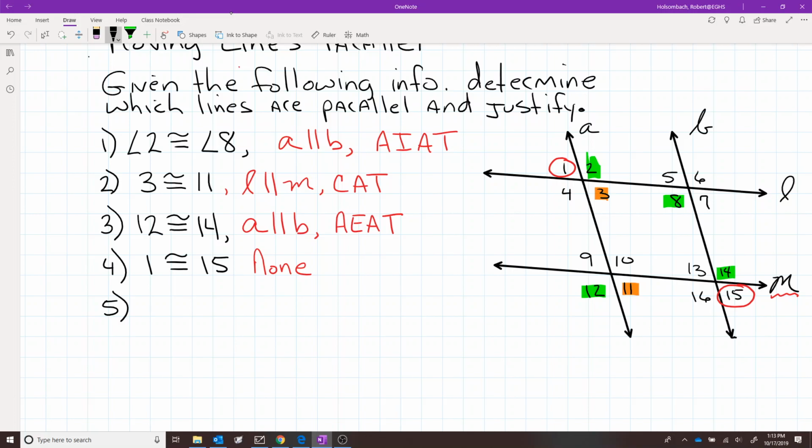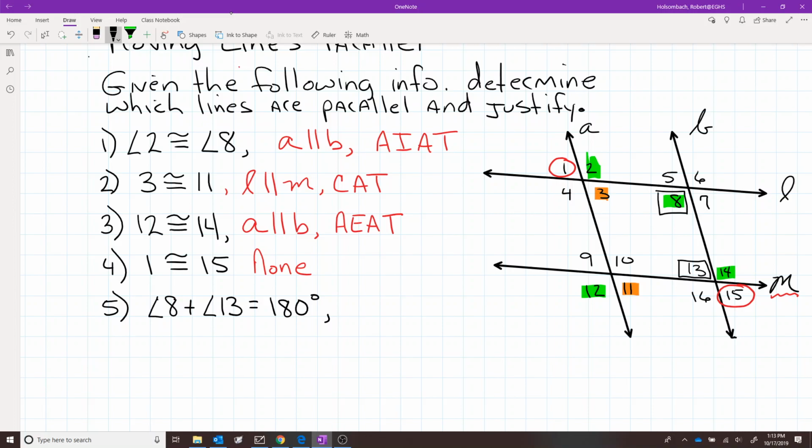If you're told that angle 8 plus angle 13 is equal to 180, angle 8 and angle 13, here's your angle 8, here's your angle 13. Do you see how they're both related to line B? Alright, that makes line B a transversal.